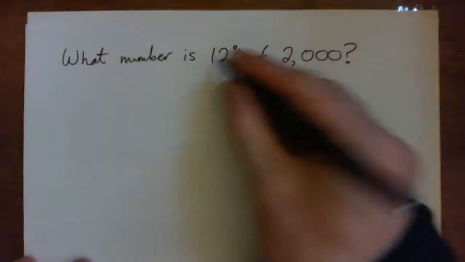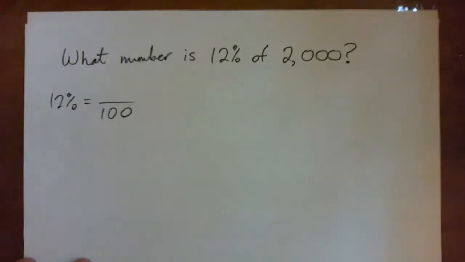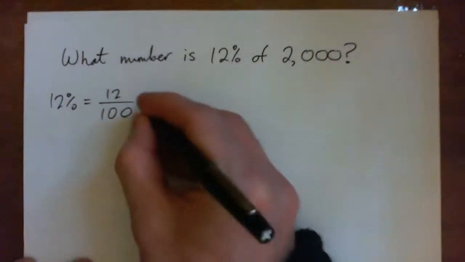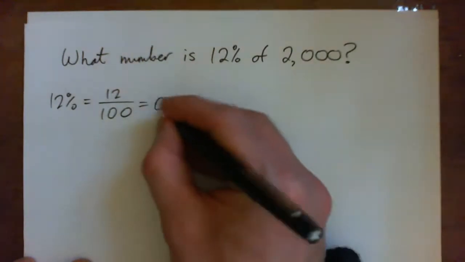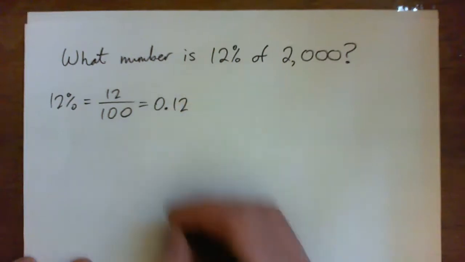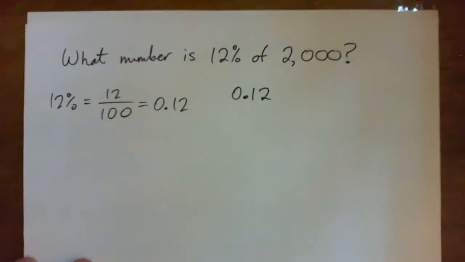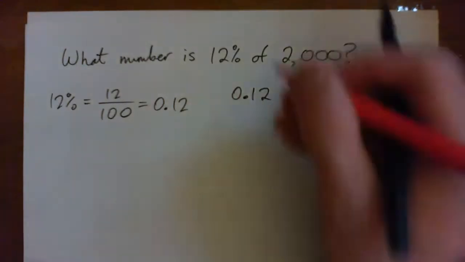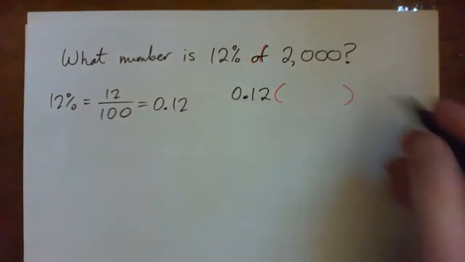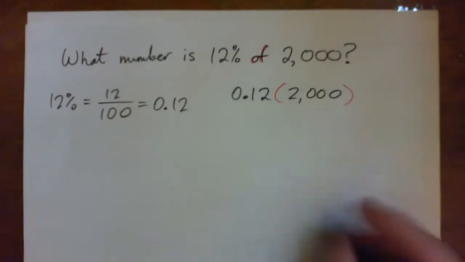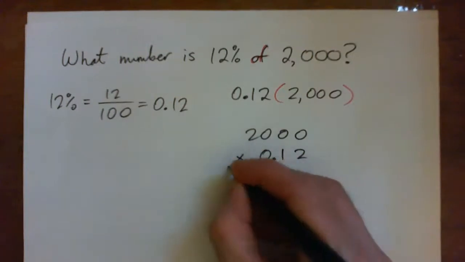So 12%, by the way, is what over 100? 12% is 12 over 100, and what's that as a decimal? 0.12, right? So we can turn that into a decimal, 0.12. Of means what? What does of mean in math? Of means multiply. Multiply by what? 2,000, right? So we'll write it down: 2,000 times 0.12, and multiply.